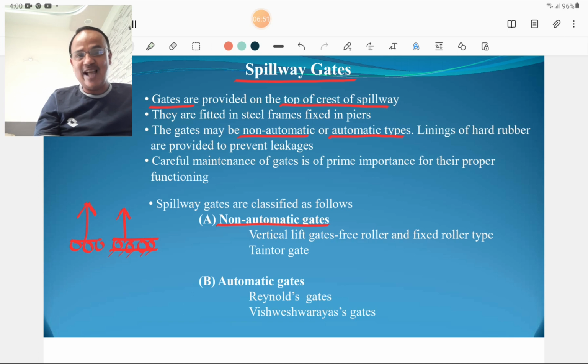Another type of gate, frequently asked in examinations for short notes or for a diagram, is the tainter gate or sector gate. It is a very important gate as far as the diagram or working is concerned. And automatic gates are again classified into Reynolds gates, and second, the great Visvesvaraya gate, which is placed on Khadakwasla Dam as well as Krishnaraja Sagar Dam.